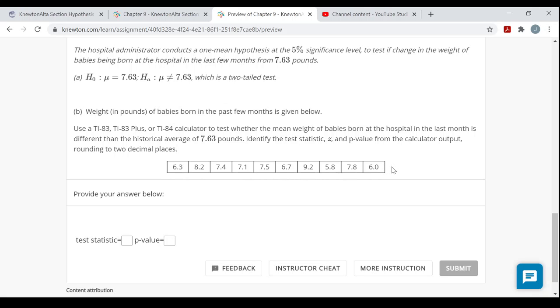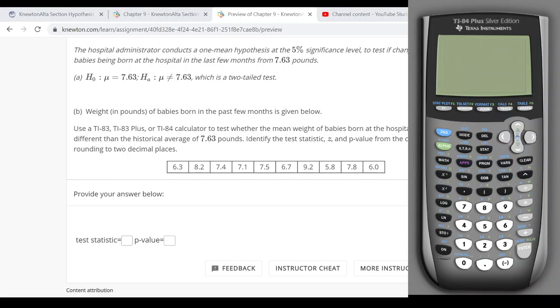Here are 10 babies' weights from the past month. So I'll pull up the calculator, and we're going to enter this sample of 10 baby weights in a list. Hopefully you recall how to do that. Go Stat, Edit, and then I'll just do this down L1, list 1.